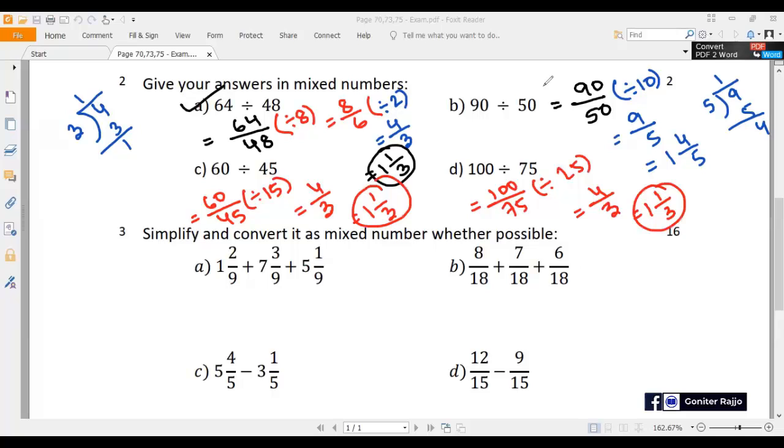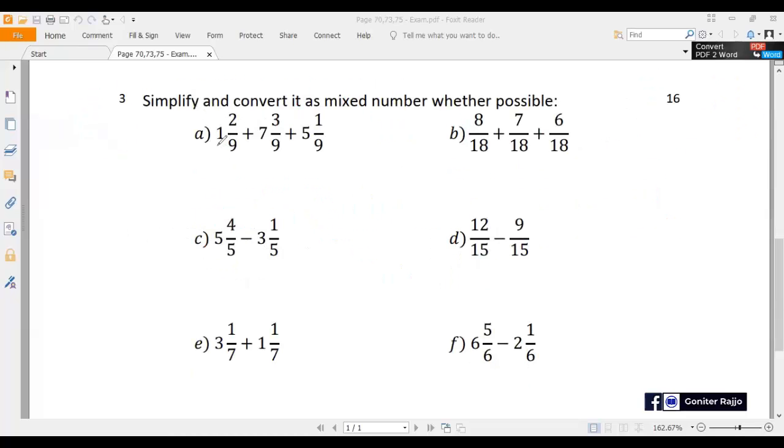Look at number 3. Number 3 says simplify and convert it as a mixed number where possible. That is very simple. So at first add 1, 7 and 5. Just add the whole numbers. 1 plus 7, 8. 8 plus 5, that will be 13. Simple. Then 2 by 9, 3 by 9 and 1 by 9, these fractions are like fractions, so we will add just the numerators.